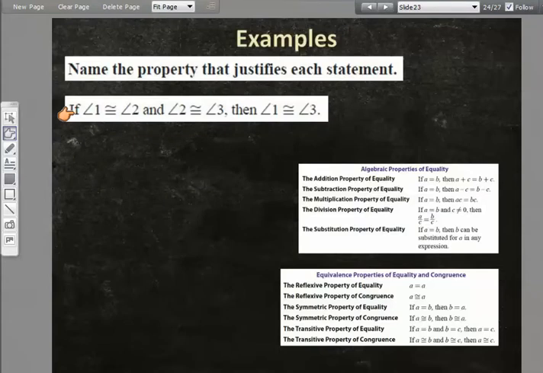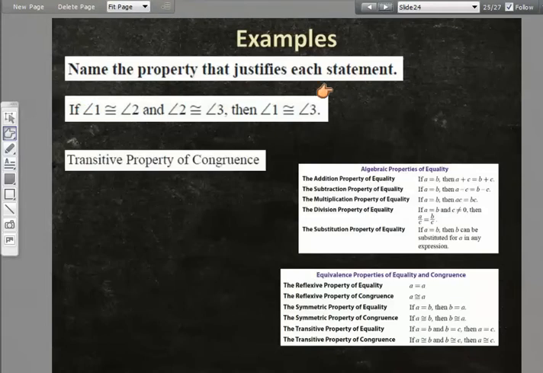Alright, this one says if angle 1 is congruent to angle 2 and angle 2 is congruent to angle 3, then angle 1 is congruent to angle 3. And remember, I told you this is one you're going to use a lot. Notice how you've got 3 different statements going here, and that helps you figure out which one you're working with. So if you look down here at the transitive property of congruence, it looks just like this statement, except it says A and B and C instead of 1, 2, and 3. So it's the transitive property of congruence.